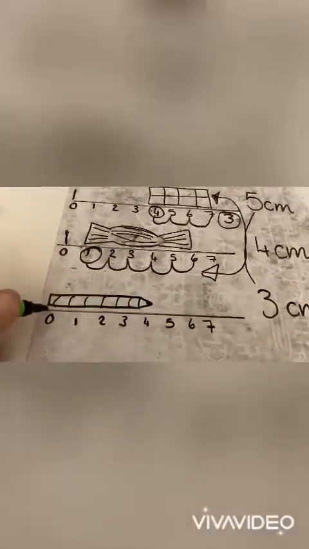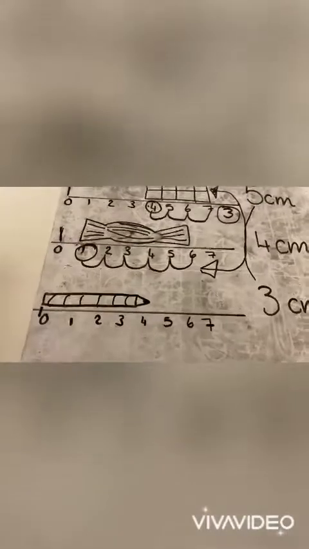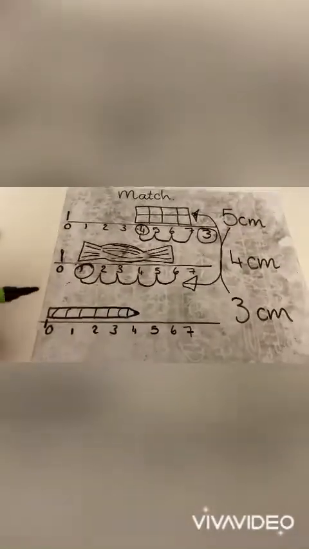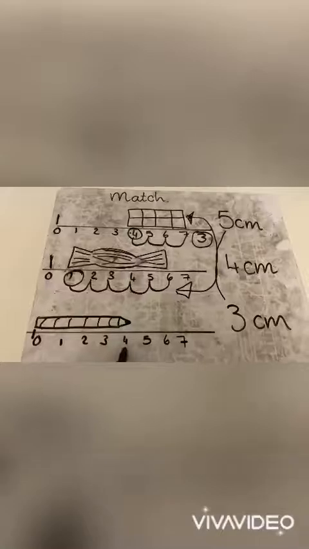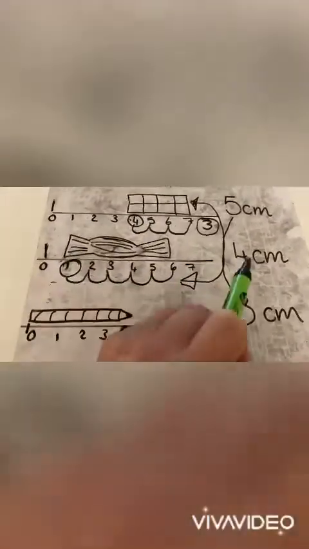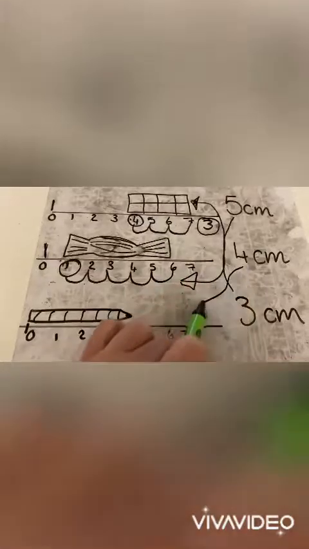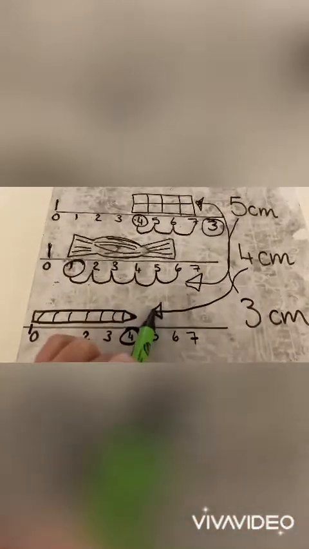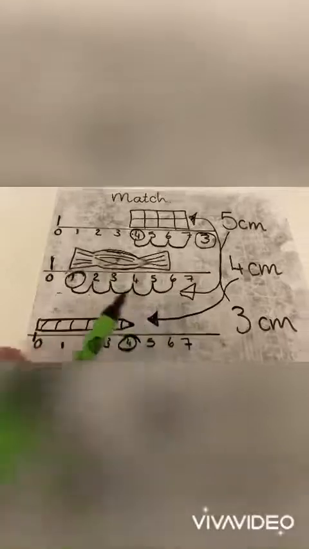And then my pencil here. Now this is on our number 0, which is good. So then we can just look and see what number it's sitting on, and it's sitting on number 4. So that means that we would draw a line from our 4 centimetres to our pencil.